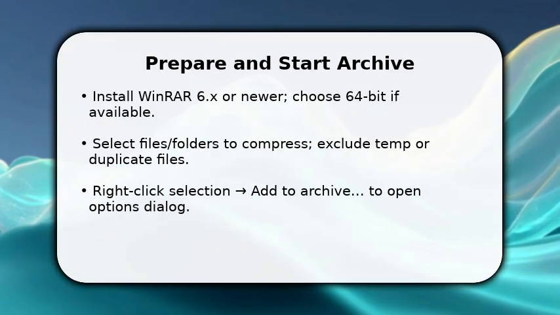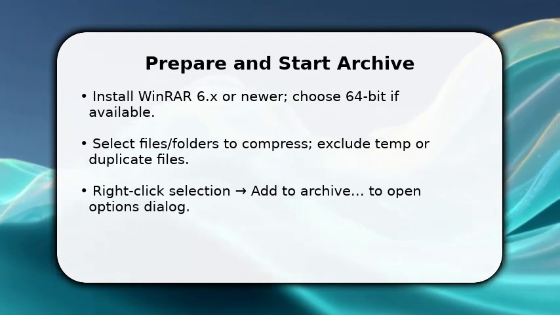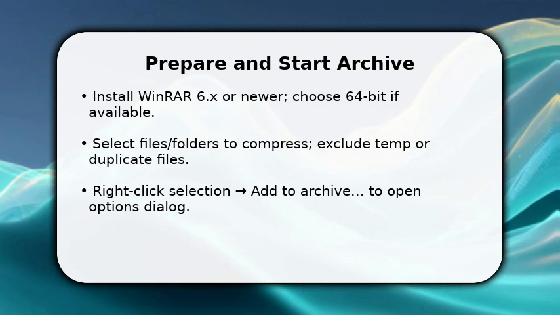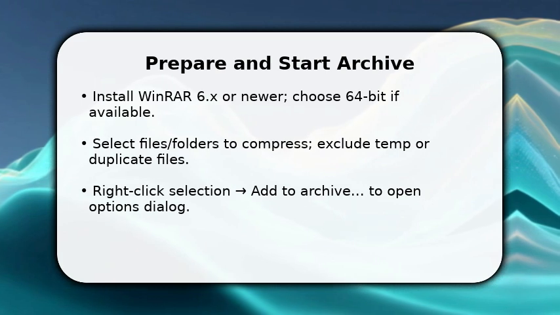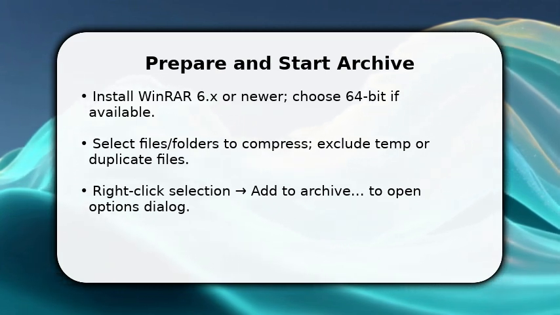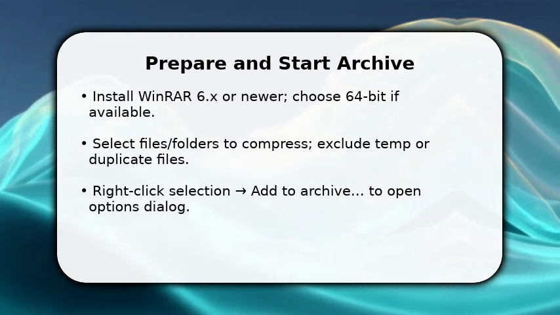You start by preparing only essential items and opening the WinRAR archive dialog. Select your files and right-click, then choose Add to Archive. Once done, name the archive clearly and pick RAR or RAR5 as the format. RAR5 gives better modern compression.